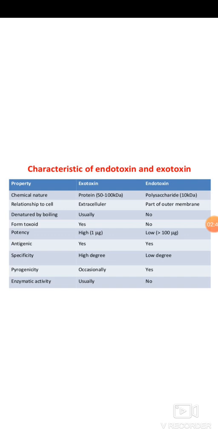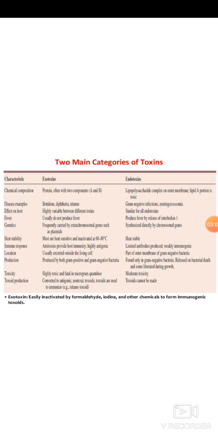Then the potency is high in case of exotoxin, it is low in case of endotoxin. Then antigenic, yes, both are antigenic. Then specificity is of a high degree in case of exotoxin. Then the pyrogenicity, as I said, endotoxin yes, but exotoxin only occasionally. Then the enzymatic activity is usually present in the exotoxin but not present in the endotoxin.